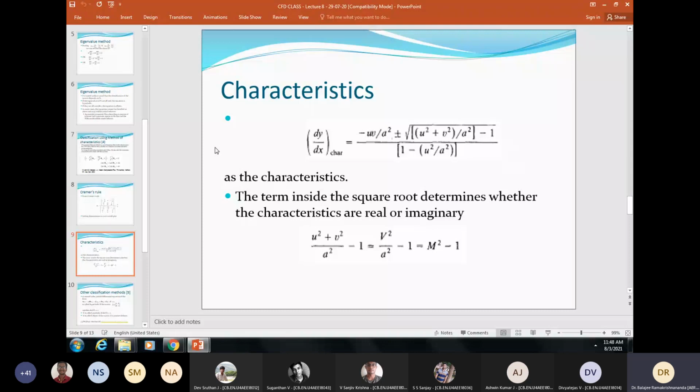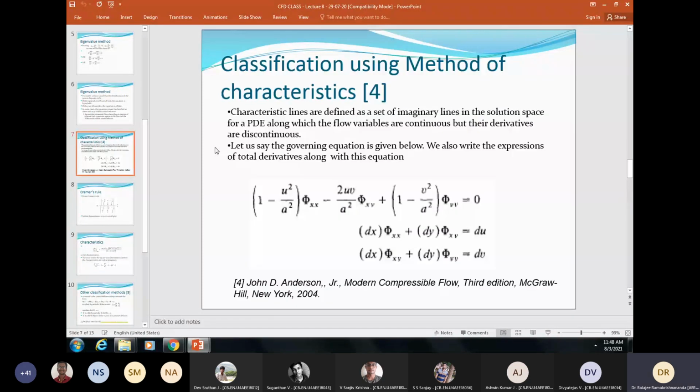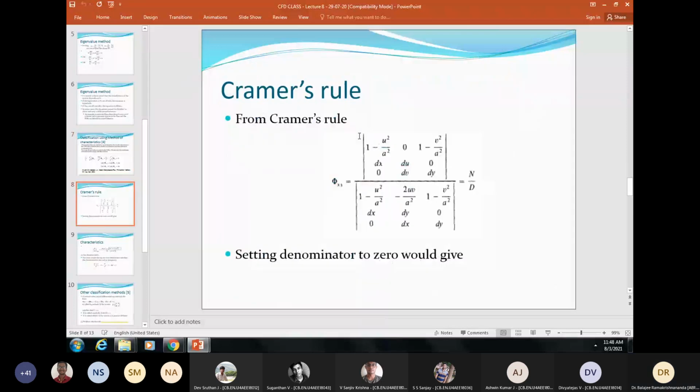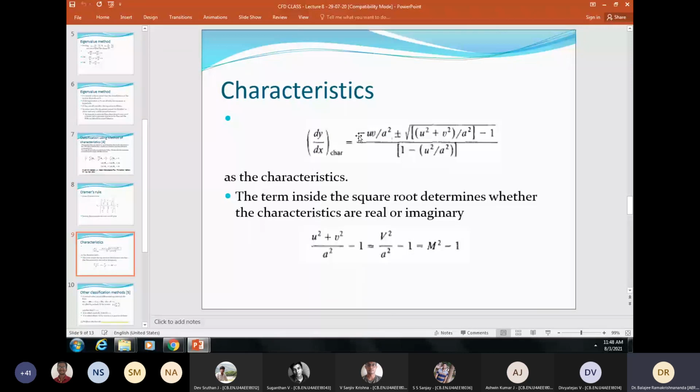Because our definition of characteristic is what? A set of imaginary lines along which flow variables are continuous, but the derivatives are discontinuous. We assume that u and v are continuous here, but along these lines the derivatives are discontinuous. So this is the equation of a characteristic. Any doubts so far?